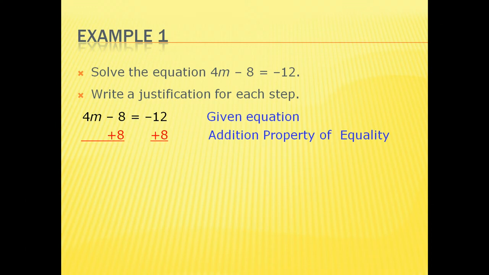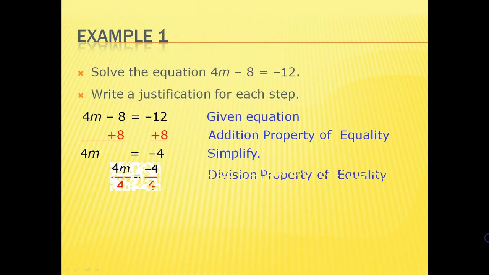We add 8 to both sides, and we justify by saying we are using the addition property of equality. We simplify and get 4m equals negative 4. Then we divide by 4 and we justify by saying that we're using the division property of equality. And we simplify to get m equals negative 1.